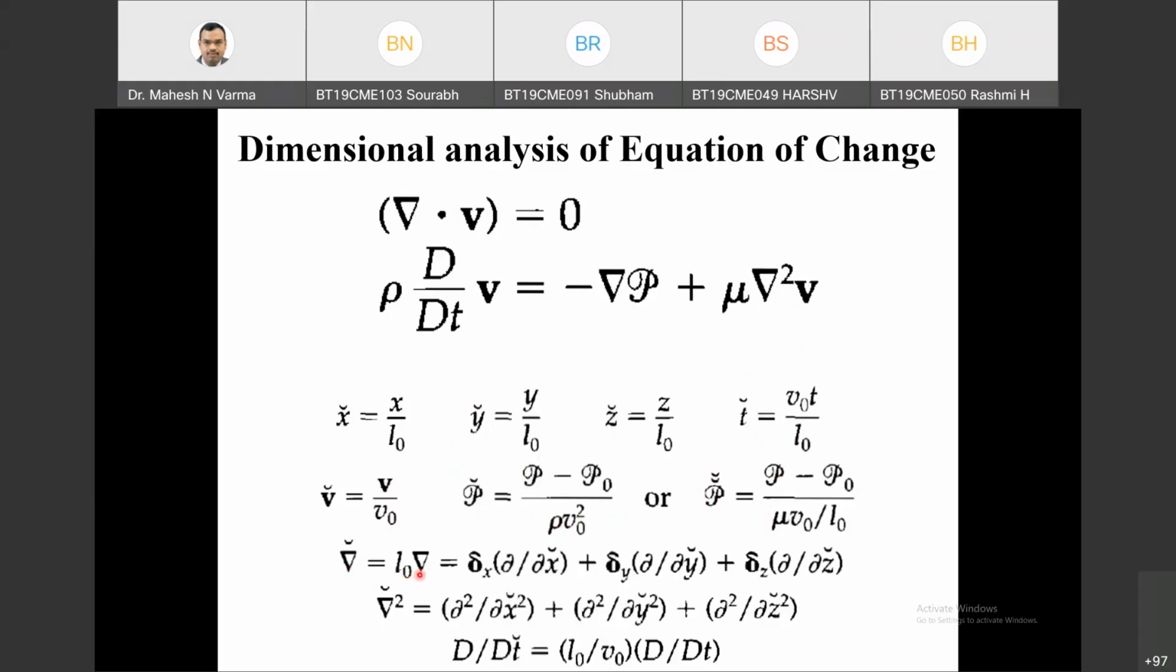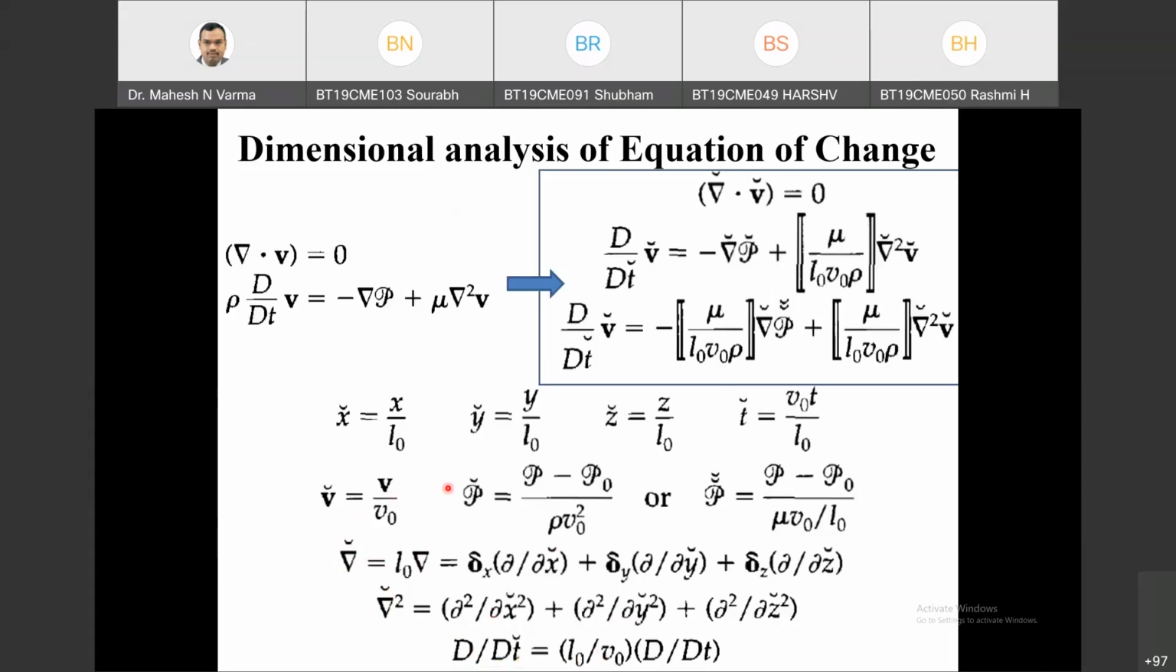This is the definition of del. Okay, so del dimensionless will be L0 into del. So this is the definition of del. This is the definition of del square dimensionless, and this is the definition of substantial time derivative dimensionless. Substituting all this in the definition of del square and substantial time derivative, I will get the definition of del dimensionless, del square dimensionless, and substantial time derivative dimensionless.